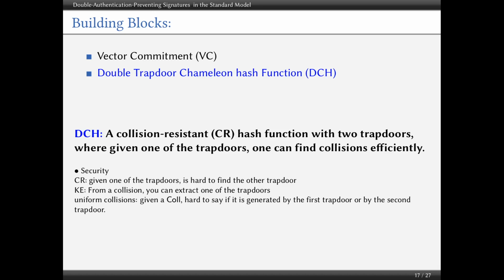And in the sense of security notion, there are three main security requirements. The first one is called collision resistance and might be a little bit different from what you know as collision resistance. It says that given one of the trapdoors, it is hard to find the other trapdoor. Key extractability says that from a collision you can extract one of the trapdoors. And collisions are uniform, which means that given a collision, it's hard to say if it was generated by the first trapdoor or by the second trapdoor.